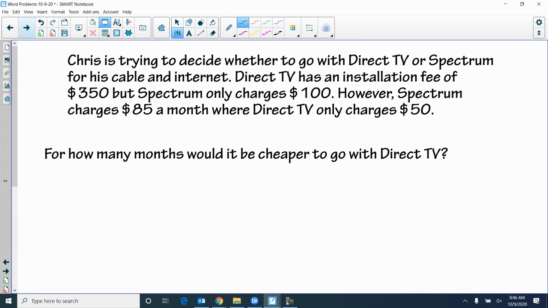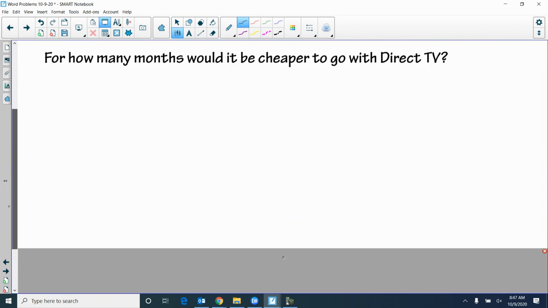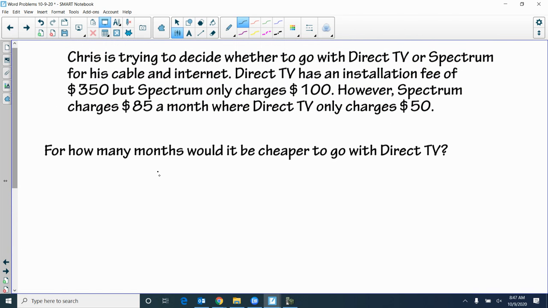So Chris is trying to decide whether to go with DirecTV or Spectrum for his cable and internet. DirecTV has an installation fee of $350, but Spectrum only charges $100 for the installation fee. However, Spectrum charges $85 a month, where DirecTV only charges $50 a month. For how many months would it be cheaper to go with DirecTV? All right, so we want DirecTV to be cheaper, which is less than Spectrum, right?